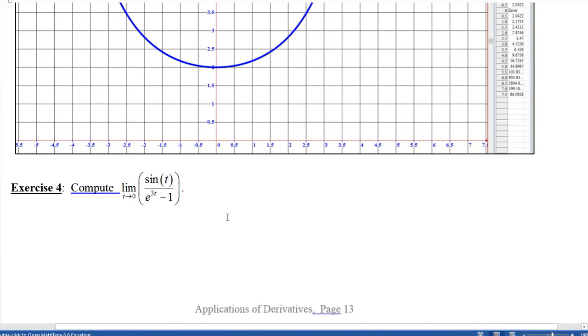All right, let's do one more here. The limit as t approaches 0 of sine of t over e to the 3t minus 1. Okay, see if you can work this limit out now. Now that you've seen a few examples, you definitely should be able to do this one on your own. So work this out now, please. Press pause.